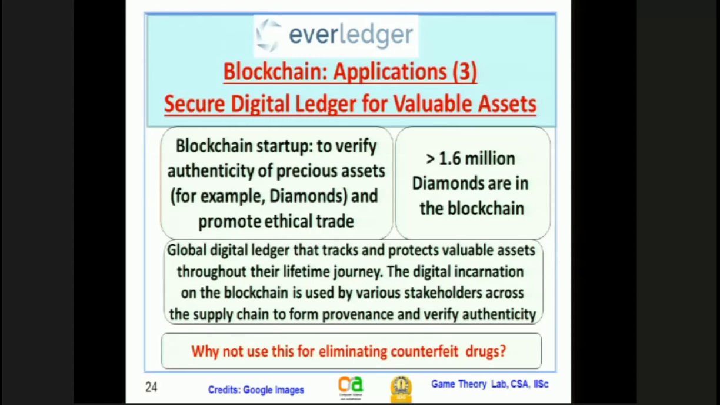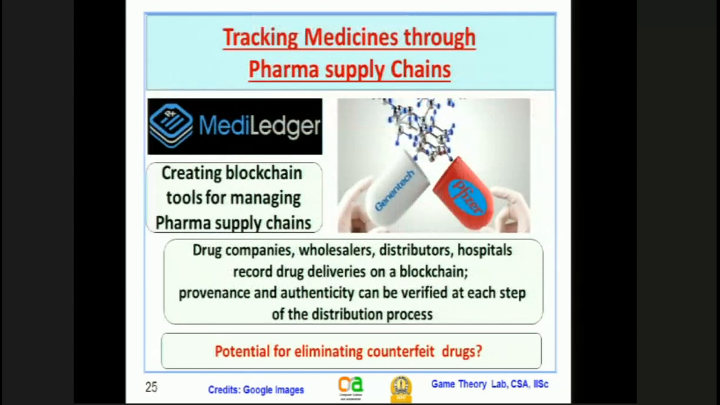Now, one thought that would immediately occur is why not use this for eliminating counterfeit drugs? This is an application which will have enormous significance. Indeed, it turns out that there is a startup called Hyperledger, which is already looking at this, and these are the two pharma companies which are collaborating together. Basically, you are creating blockchain tools for managing pharma supply chains.